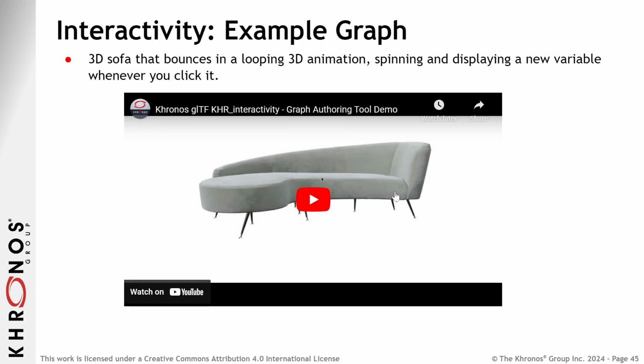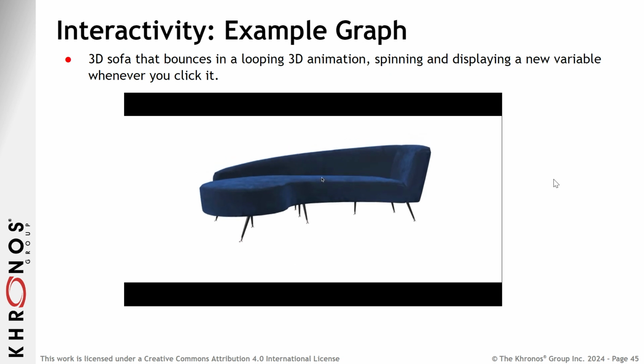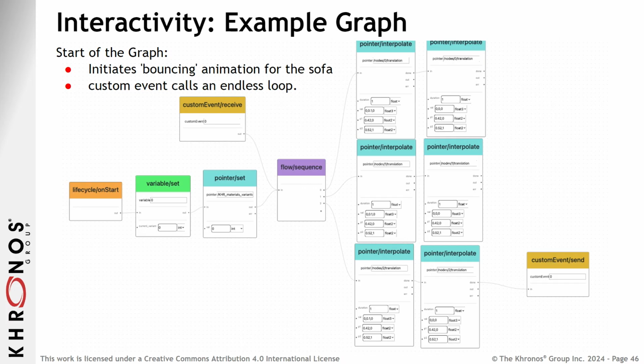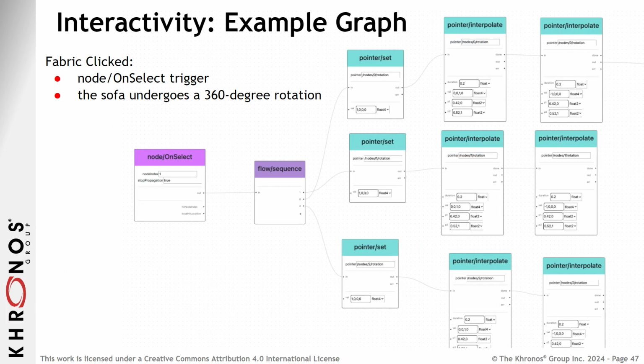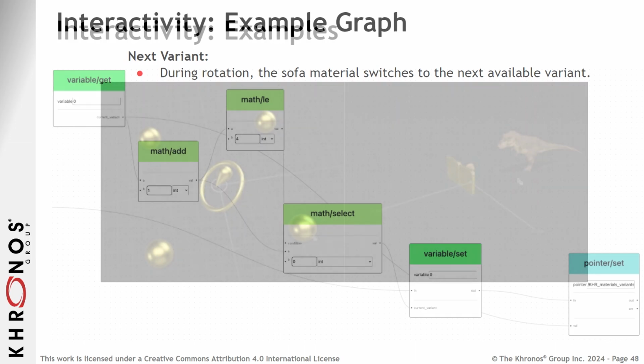And here's a quick example graph I wanted to show. So you can see it's bouncing up and down by default. And when I click, it changes the material variant. And this is a quick example of the graph where on start, we're going through this sequence infinitely. We have a custom event send on one side that's calling itself back to animate it up and down with a pointer interpolate its translation. And then on click, it will go through a 360 rotation with pointer interpolate as well, and then also switch to the next variant with some conditional logic to change the variable back to the beginning.